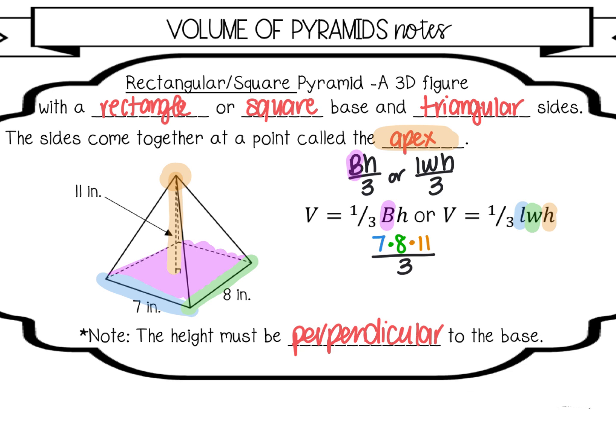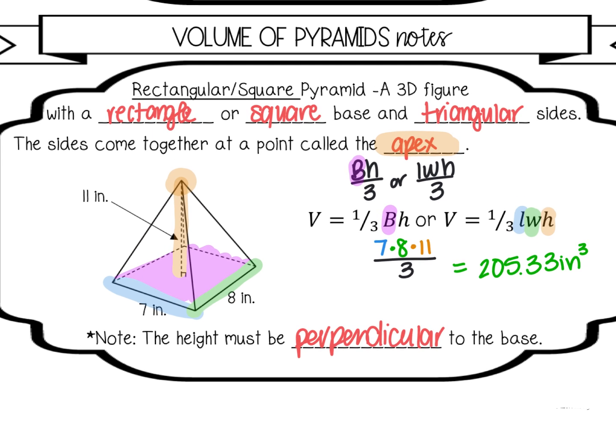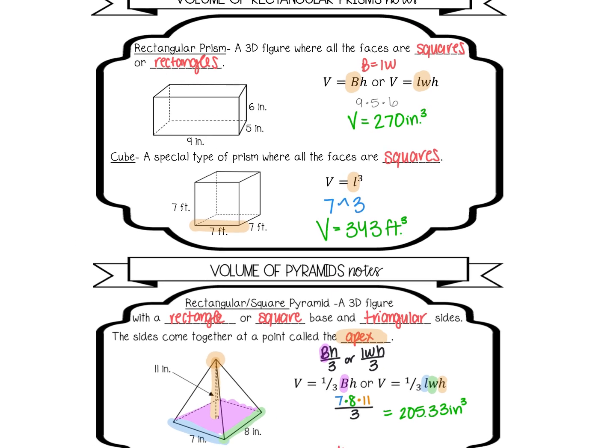If you plugged it in correctly, what should your answer be, rounding to the nearest hundredth? 205 point what? 33 or 34? No, it's all 30s. Okay, thank you. 33. So again, it's just a matter of plugging in. Questions on the first two? Okay, good. We're just finding information and plugging it in.